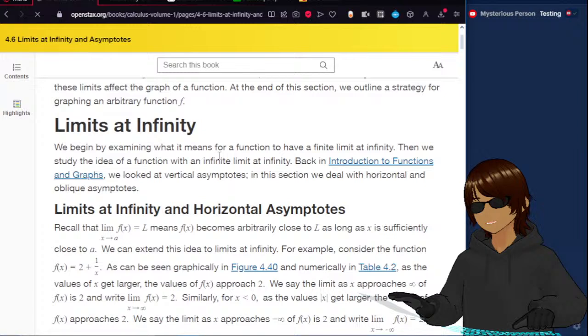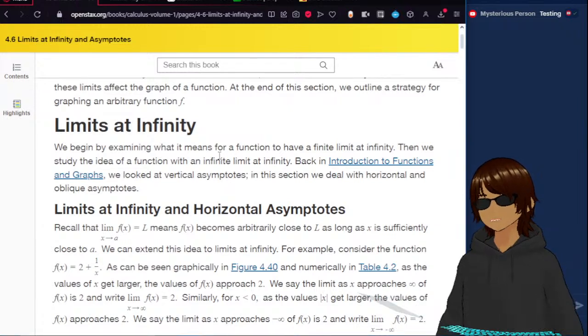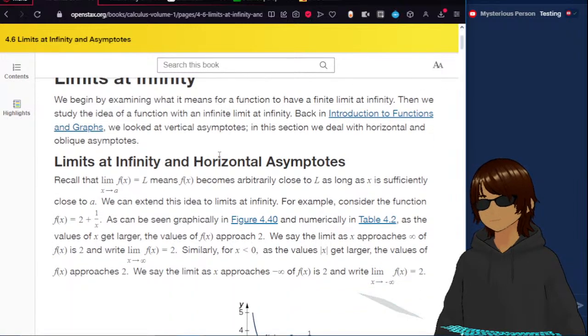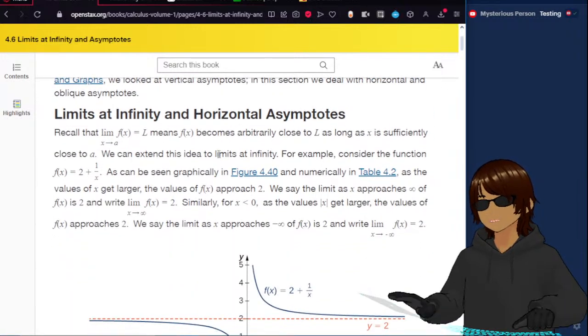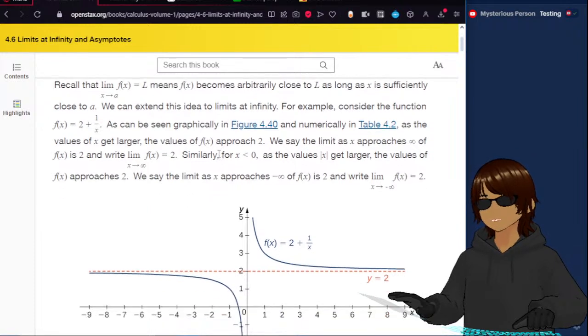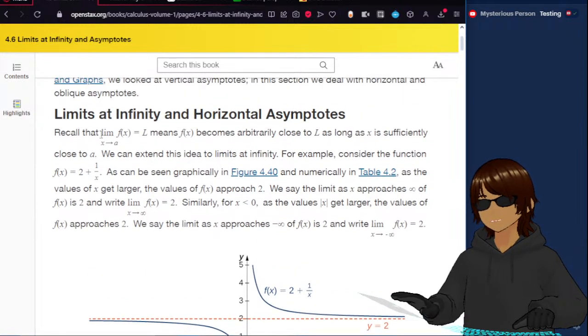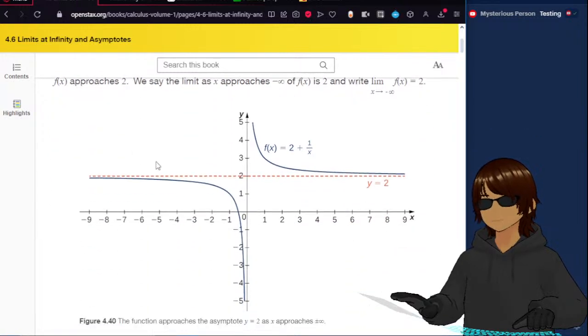Limits at infinity. We begin by examining what it means for a function to have a finite limit at infinity. Then we study the idea of a function with an infinite limit at infinity. Limits at infinity and horizontal asymptotes. Recall that the limit of f of x equal to L means f of x becomes arbitrarily close to L as long as x is sufficiently close to a. Okay.